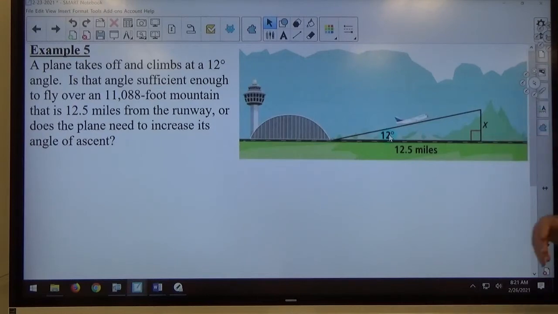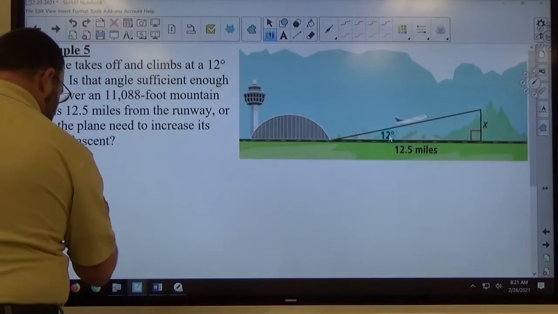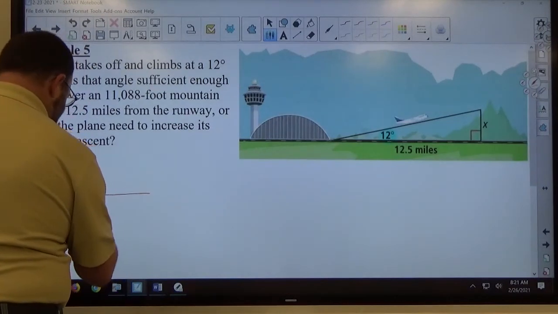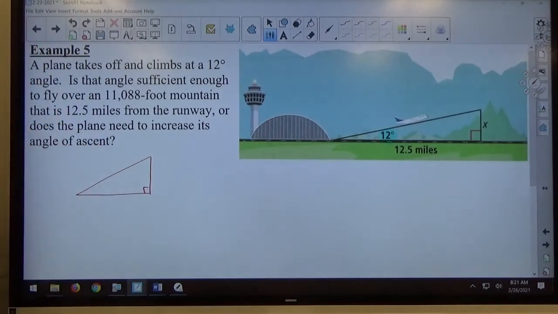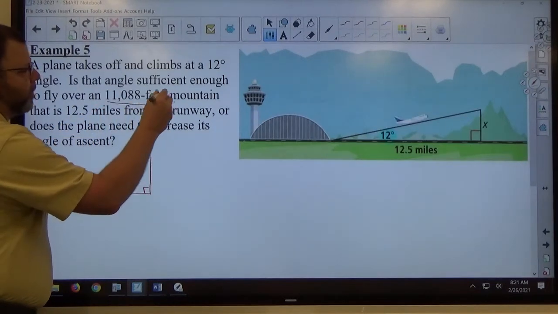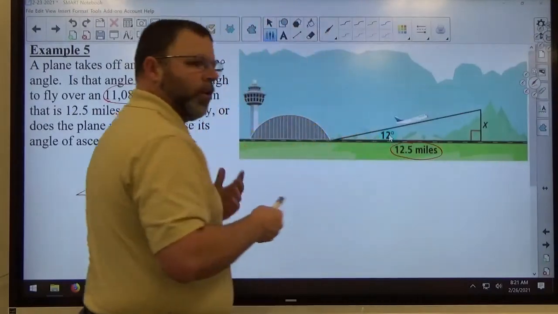All right. So the skill that we're going to create here for you is this. I'm going to look at what I have. And again, we are working only with right triangles here, so it being a right triangle is important. One thing that I'm concerned about is this says 11,088 foot, and this says 12.5 miles. So the units don't agree with one another.